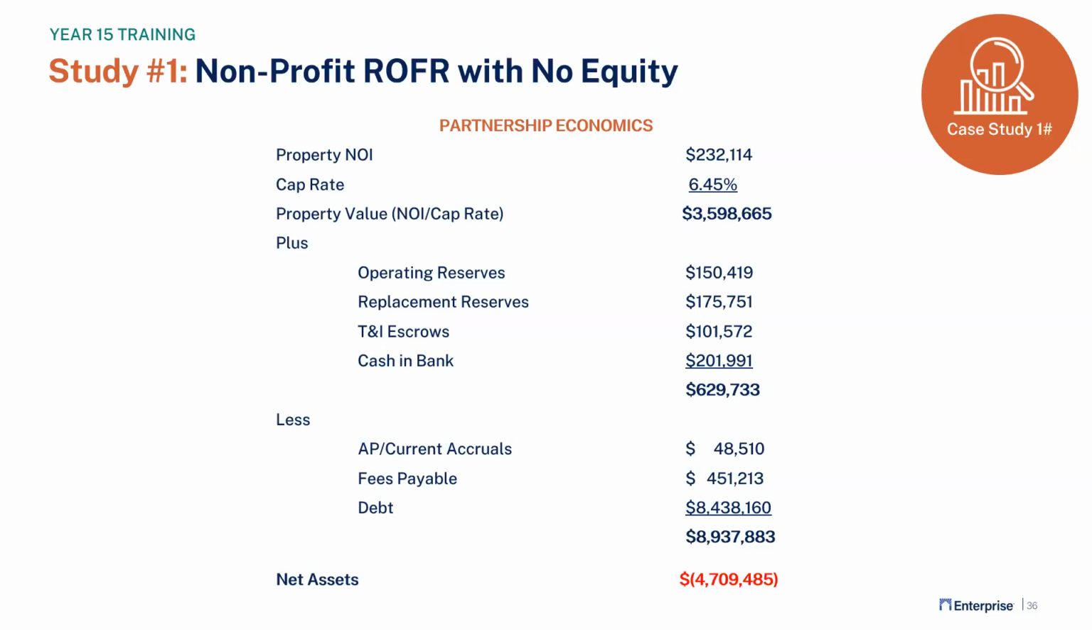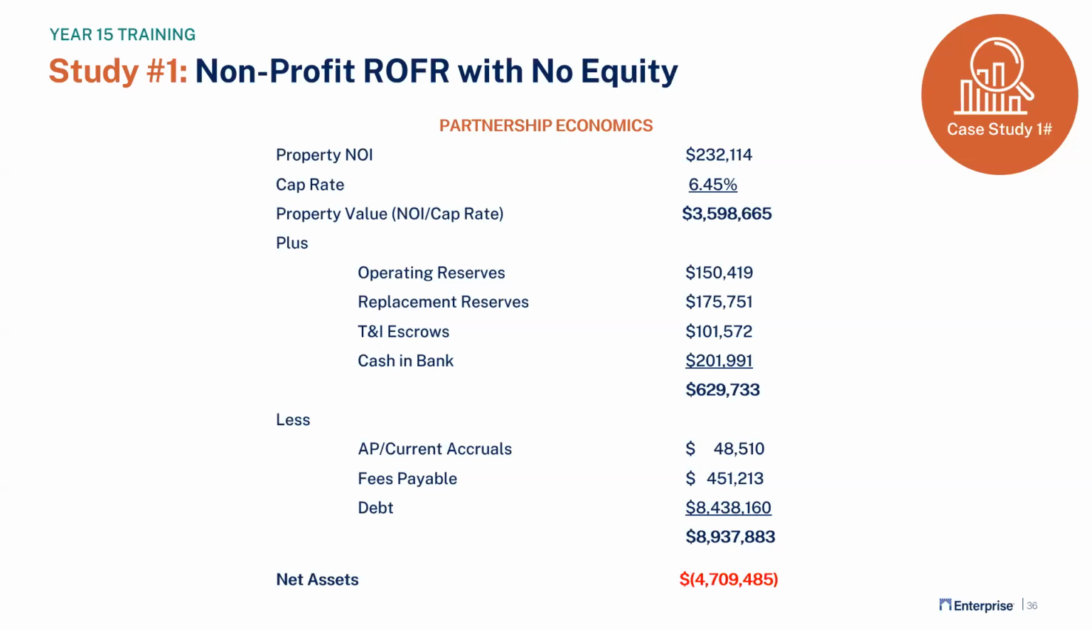Appraisers go out there and look at what cap rates are typical for a typical transaction in that area. We have come up with a value of the real estate. We add that to all the other assets: here it's the operating reserves, replacement reserves, escrows, and cash in the bank, and we come up with 629 for that figure, 3.5 for the real estate value, and we subtract all current liabilities and long-term debt. If we do that, you'll see at the bottom here, we have net assets of minus 4.7 million.